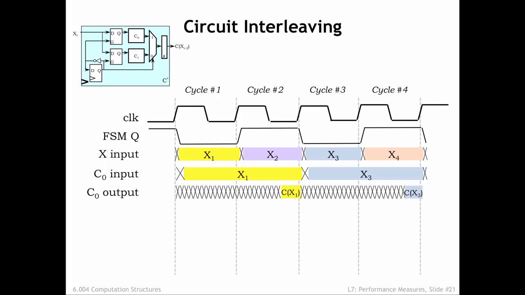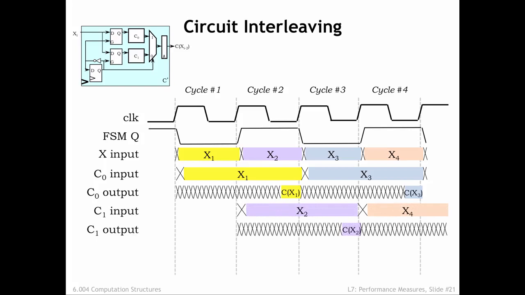Note that the C0 input latch closes at the beginning of the second clock cycle, holding the X1 input value stable even though the X input is starting to change. The effect is that C0 has a valid and stable input for the better part of 2 clock cycles, giving it enough time to compute its result.